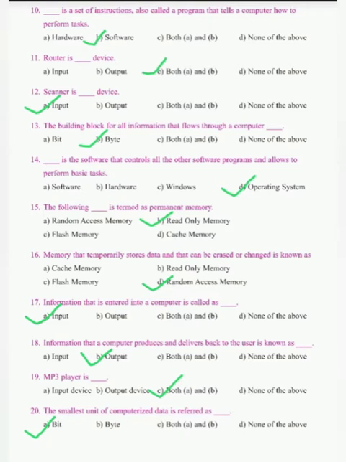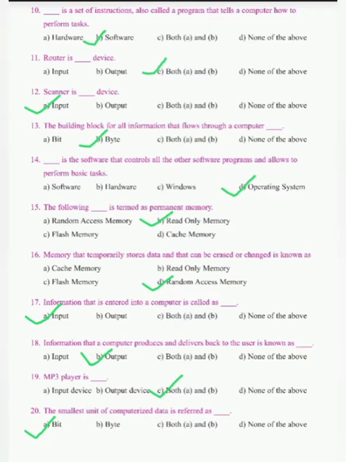Dash is the software that controls all the other software programs and allows us to perform basic tasks. A. Software. B. Hardware. C. Windows. D. Operating system. Answer: Operating system.